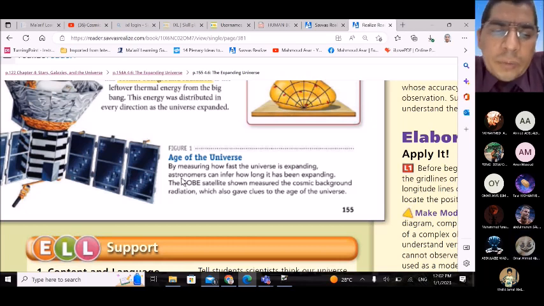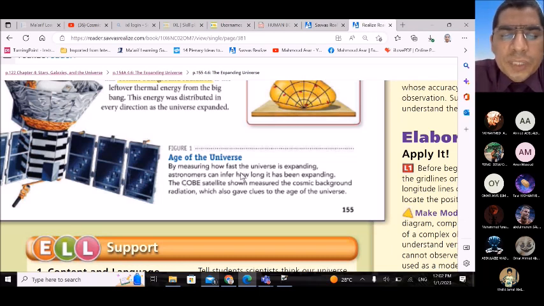Okay. So by using the radiations, we can determine, as astronomers, not me or you, we are just students, but I mean astronomers in the spaceships or in space stations like NASA. They use the radiations to have an idea about how long the universe has been expanding.